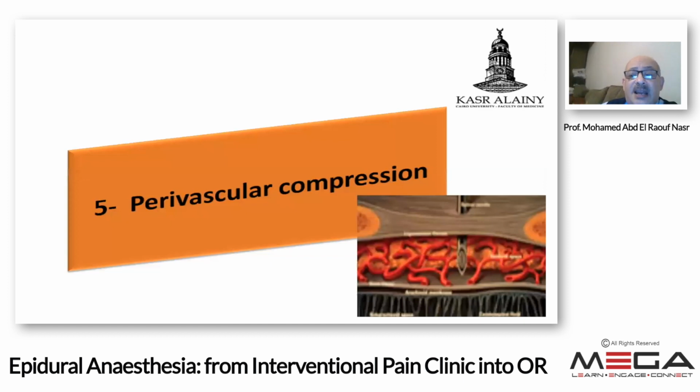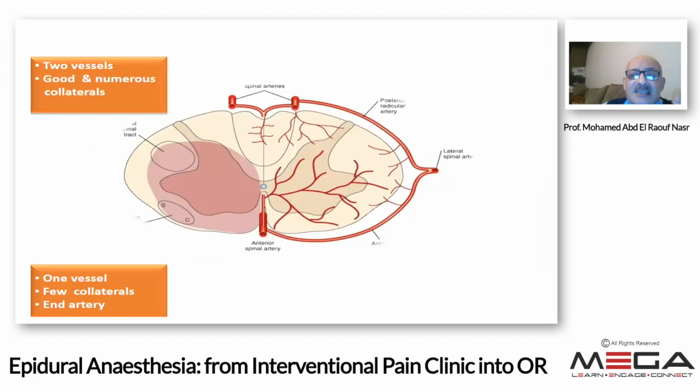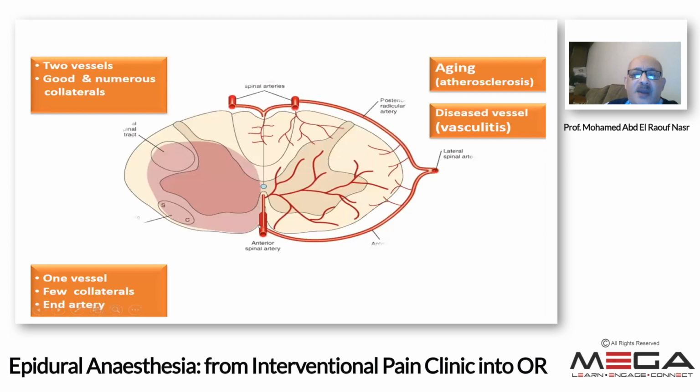The final thing, we are in the epidural space, injecting our local anesthetic in the epidural space. And this local anesthetic might compress the vessels, what's called the perivascular compression. This point we are aware of for all chronic pain physicians, but some anesthesiologists neglect it. If we look at the blood supply of the spinal cord, we have two posterior spinal arteries with good and numerous collaterals, but we have only one anterior spinal artery, which is considered an end artery.